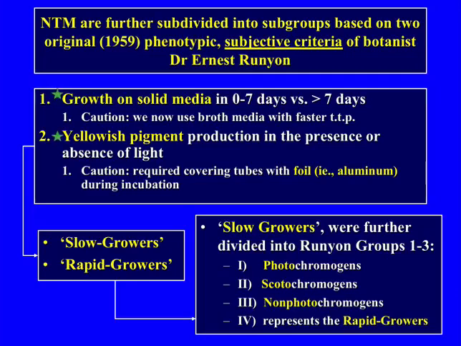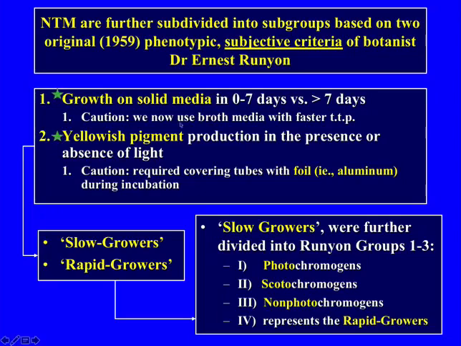So what were those 2 original phenotypic criteria that Dr. Runyon used? First, growth on solid media in 0 to 7 days or more than 7 days. We have a problem right now. The CAP requires every laboratory to use broth media that has a faster time to positivity. We need a solid medium as a backup, but the growth is first attained almost every time on broth media because they have that faster TTP. So right here, we're differing a little bit on that original definition.